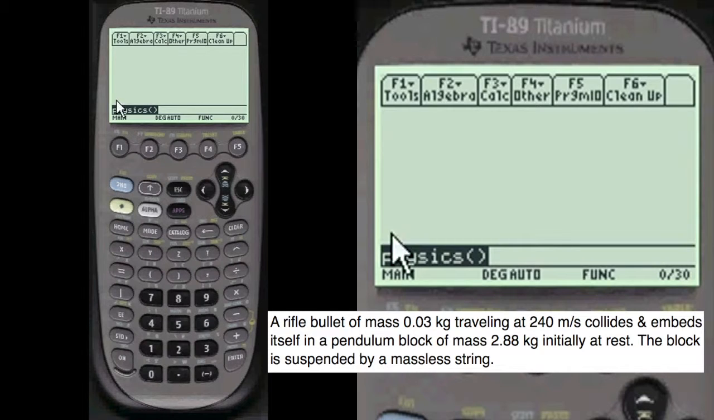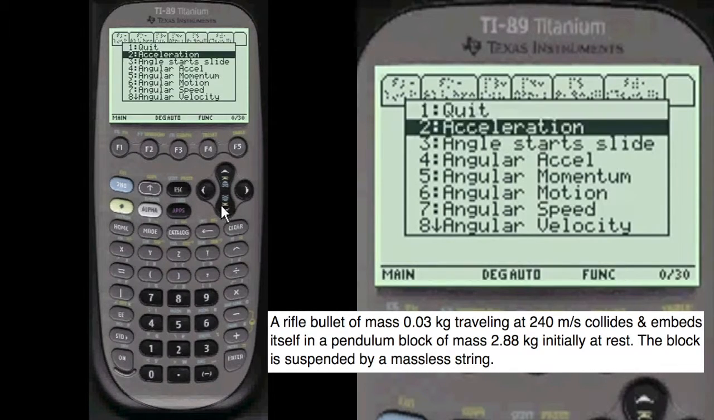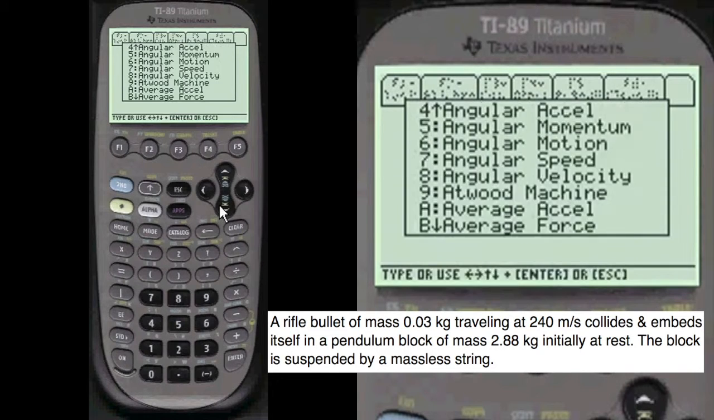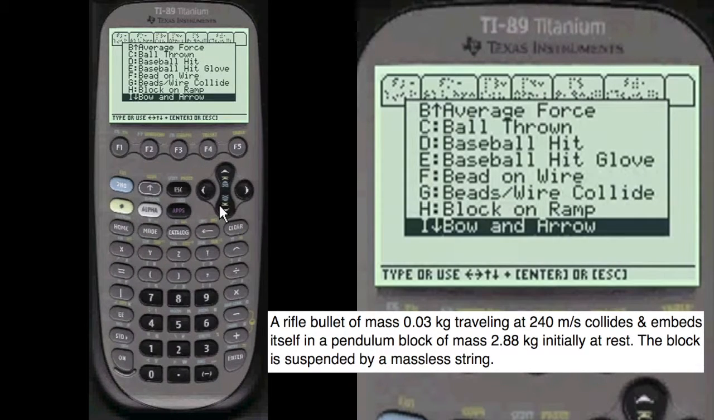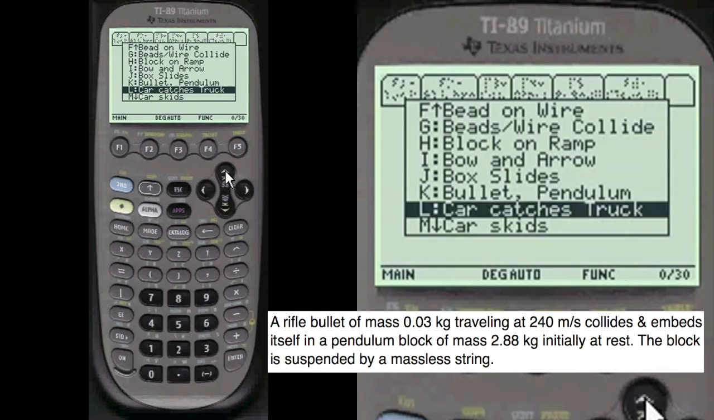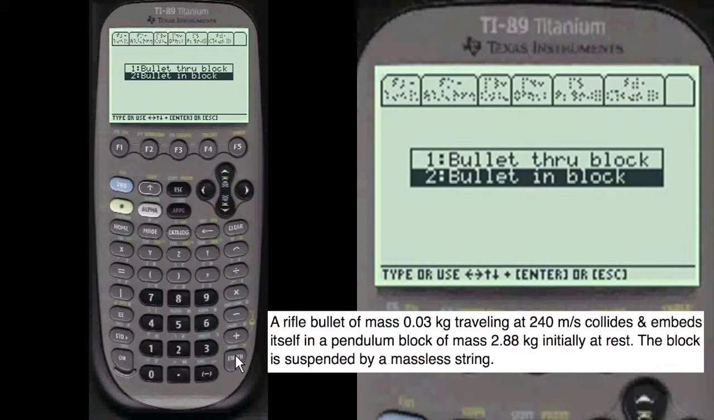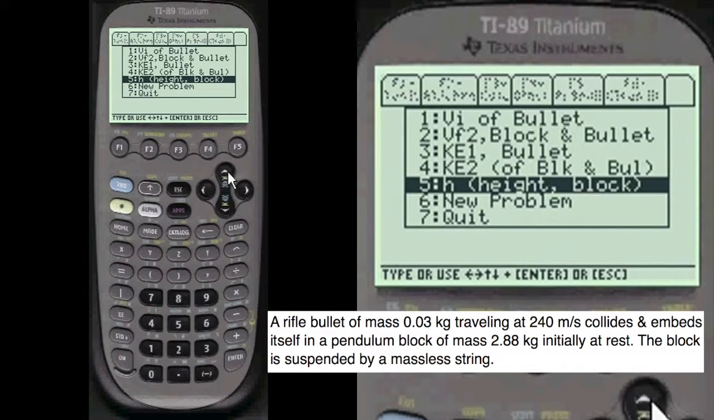Physics, get to my menu. We're going to scroll down to bullet. Here's bullet and pendulum. Since it's embedded in the block, we're going to say bullet in block. Choose that one. And they want to find the height, so we're going to choose that one.